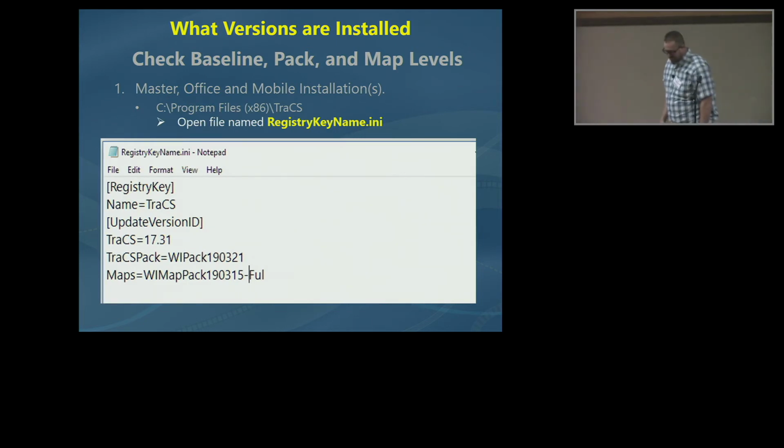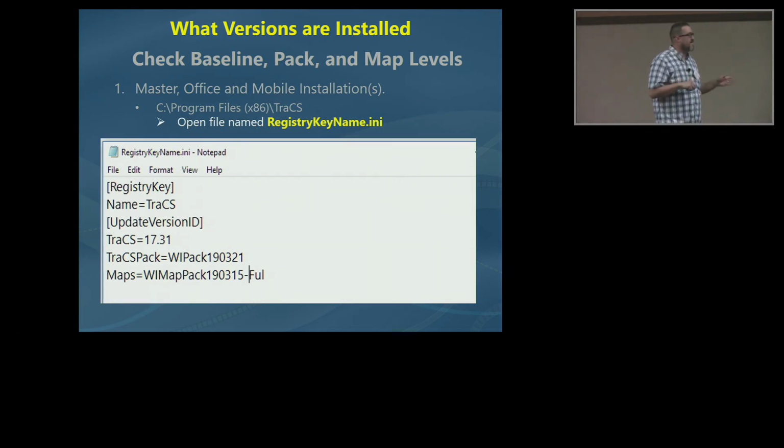There's your registry key name INI file. If your pack has installed properly and your map is installed properly and your baseline is updated, these will all be at the level you think they should be. This is off, but this is just a bad screenshot of mine. So if I thought I was installing 1903.21 and I see WePack 1903.21, we're good.